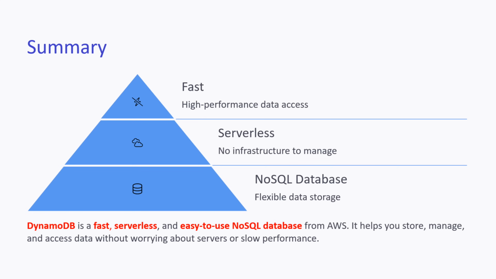Now we will see the summary. DynamoDB is a fast, serverless, and easy to use NoSQL database from Amazon AWS. It helps you to store, manage, and access data without worrying about servers or slow performance.